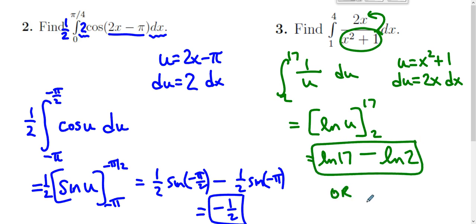Now, it would be sufficient for you to leave it like this. In the back of the book, they're going to write it like this. And I'm going to give you a moment just to refresh yourself on why this would turn into that.